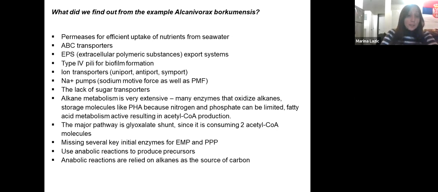Again, they don't have sugar transporters. They don't need them. They have transporters for alkanes. The main pathway is the glyoxylate shunt. There are no key enzymes of the EMP and PPP pathways because, again, they don't eat sugars. They don't need to process sugars, and all anabolic reactions rely on alkanes as the carbon source. So basically, when you see where the species lives, you can conclude which genes for which enzymes will be highly expressed.